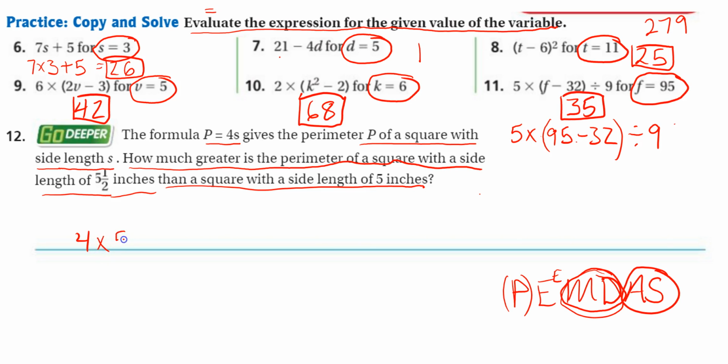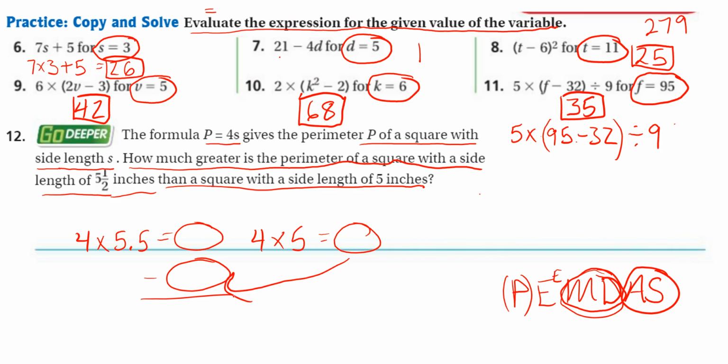You could do 4 times 5.5, and then 4 times 5, and then get those two answers, and then subtract them to find the difference. Okay. Now, what I would propose is these are both 5s, so I know the difference is going to be this half. So I would just do 4 times 0.5, and that's going to give me 20, and then I move my decimal over 1 spot because I have 1 number behind the decimal here, so I move it over 1. So that tells me the difference, or how much greater. It would be 2 inches greater.